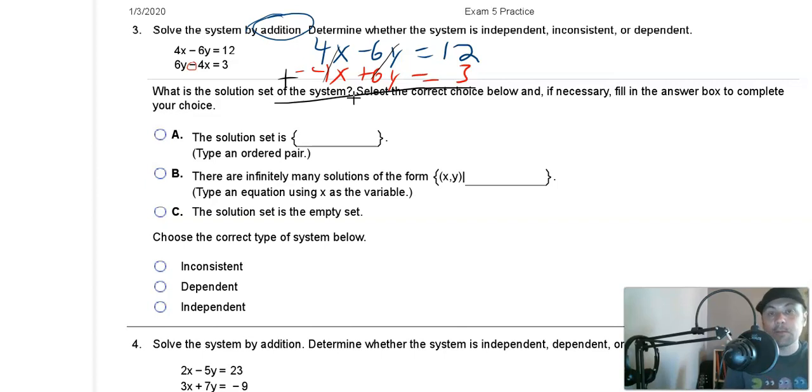So just like we talked about in the previous example, if all your variables disappear while you're trying to solve the system of equations, it is going to be a special case. It will either be infinitely many solutions or no solution. So here both variables cancel out and you get 0 since everything disappeared over here. On the right hand side you get 12 plus 3, which is 15.